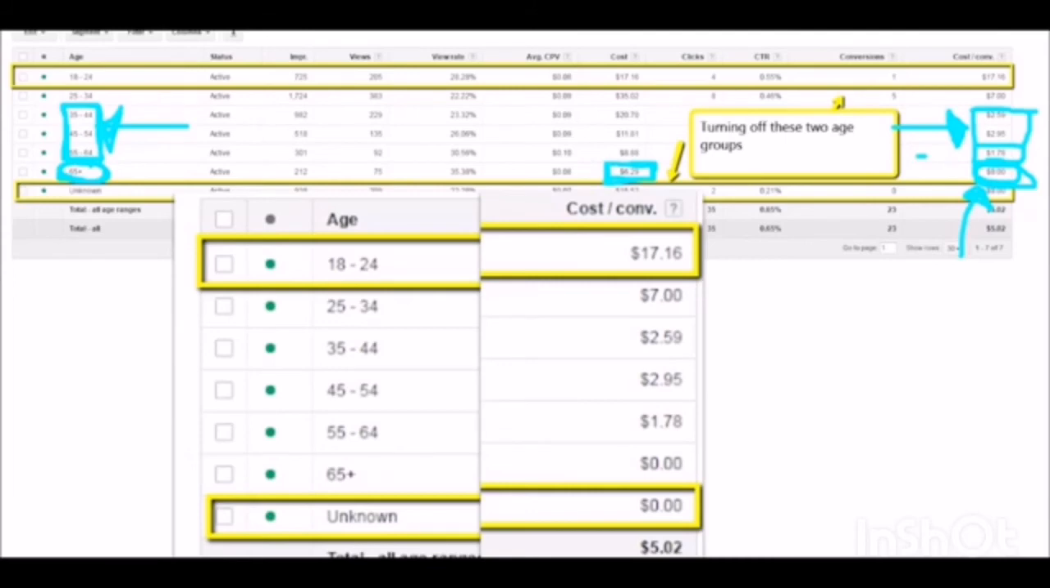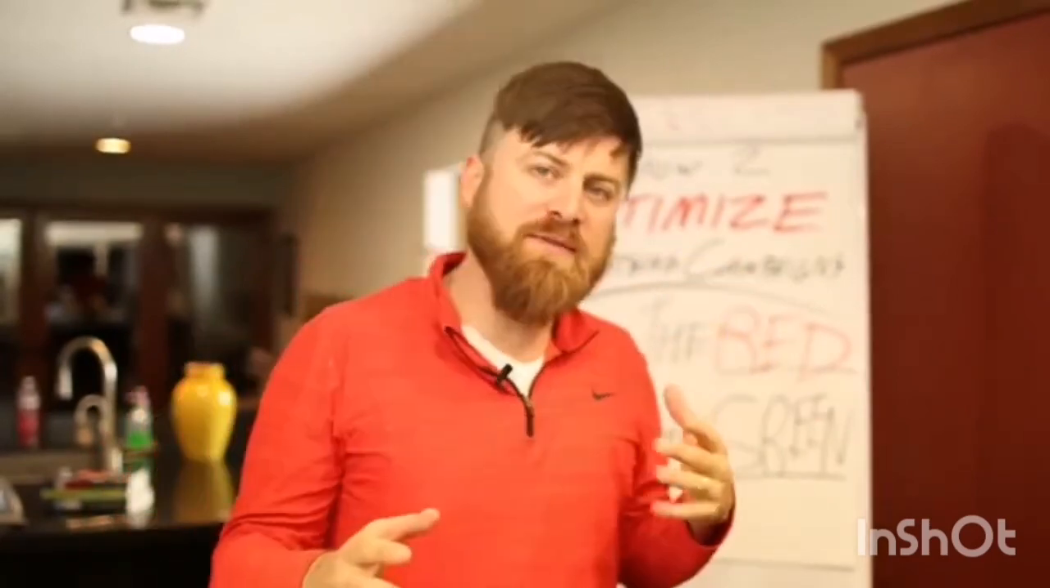And what's interesting about this data is that for people in their 50s or 60s, it's costing even less than $2 to get their email address. And that's why I'm hopeful that people 65 and older will be a good marketing segment for my product, and that's why I haven't decided to turn that off. I'm just turning off 18 to 24 and unknown. So this may have been a bit heady for you, but hopefully this gives you an idea of optimization.